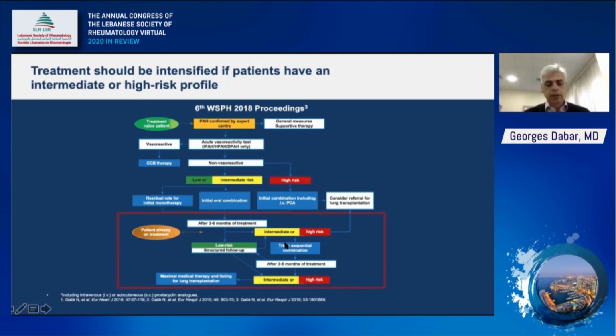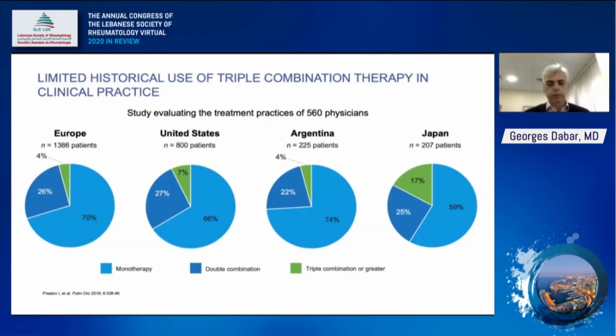And this is very important. Triple sequential combination when you remain at intermediate or high risk, and you are assessed at 3 to 6 months, and you maximize your medical therapy, and you list for lung transplant if you're not improved.